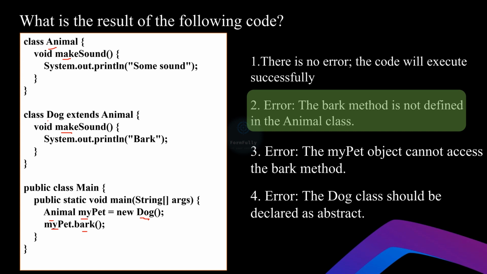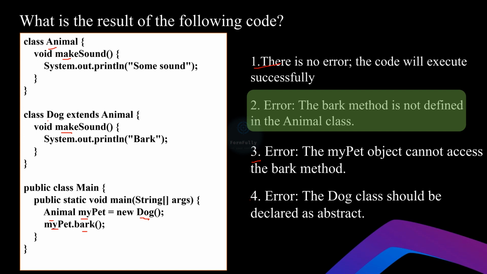The reason is that the bark method is not defined in the animal class, and the reference type, that is animal, determines which methods are accessible. Even though the actual object is dog, the reference type restricts the accessible methods to those defined in the animal class. Option 1 is incorrect because the code will not execute successfully because it contains a compilation error due to an attempt to call an undefined method on the myPet object. Option 3 is incorrect because the error is not about the accessibility of the bark method but rather the fact that it is not defined in the animal class.